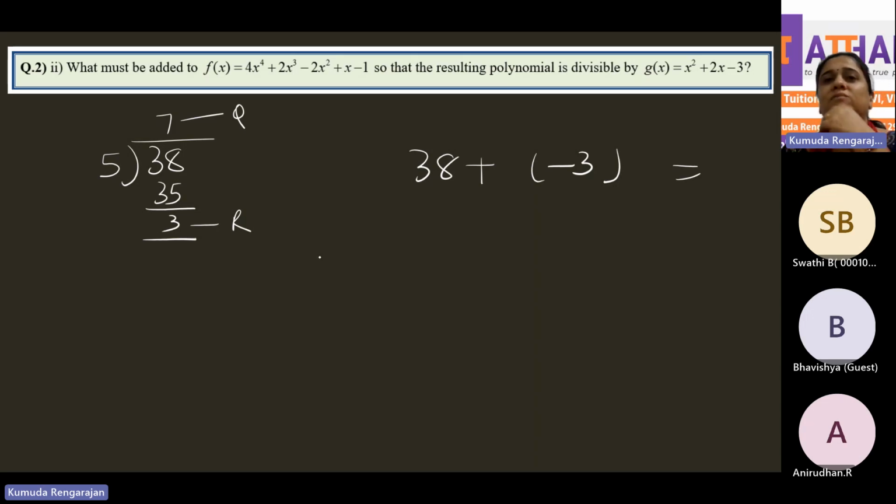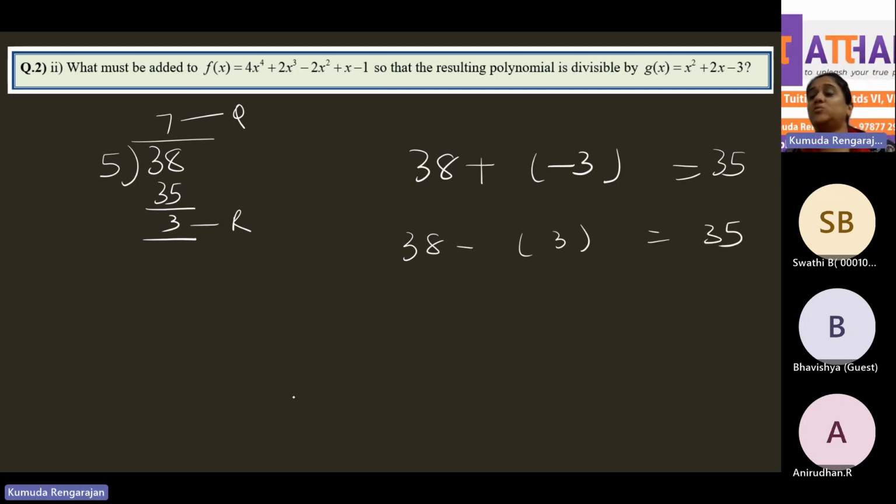If you add 3, it will become what? 38 plus 3, 41, not divisible. If you add minus 3, it will become 35, and 35 is divisible by 5. So when the question is what is to be added, the negative of the remainder is to be added. If the question is what is to be subtracted, the remainder has to be subtracted.